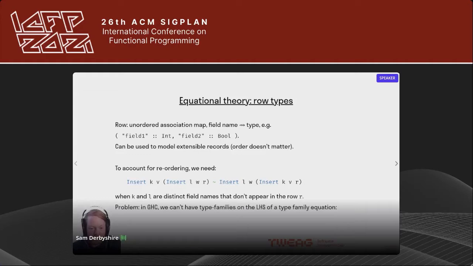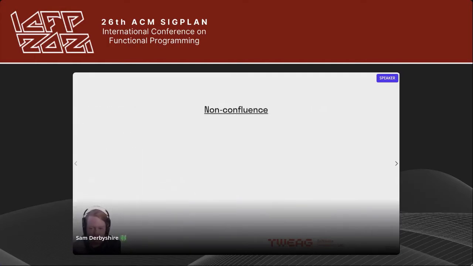But the problem with that is in GHC, we can't have a type family equation where the left-hand side is also a type family application. And here's the error message we'd get from trying that: illegal type synonym family application in instance. And there are several reasons for this, but one of the reasons is non-confluence.